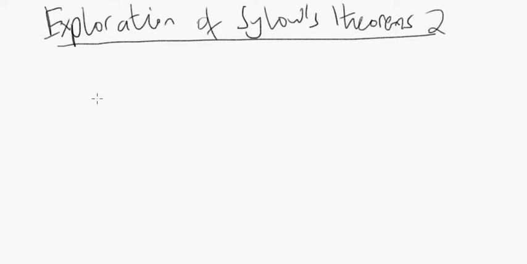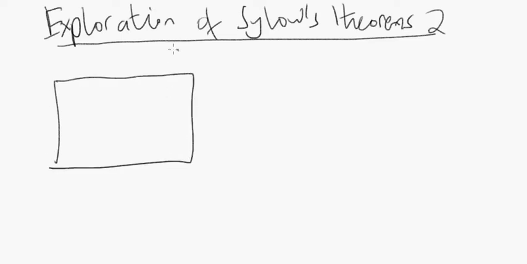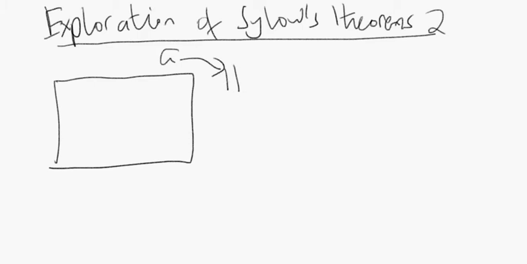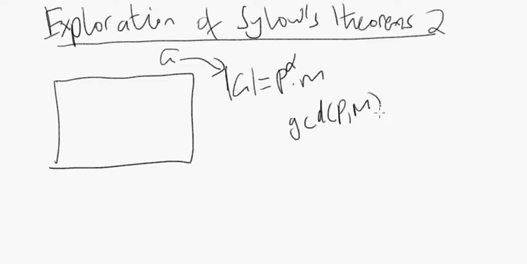Here's what we've been trying to establish. Suppose that G is a group, and suppose that the order of G equals p to the alpha times m, and here the GCD of p and m equals 1. That is, p and m have no factors in common.